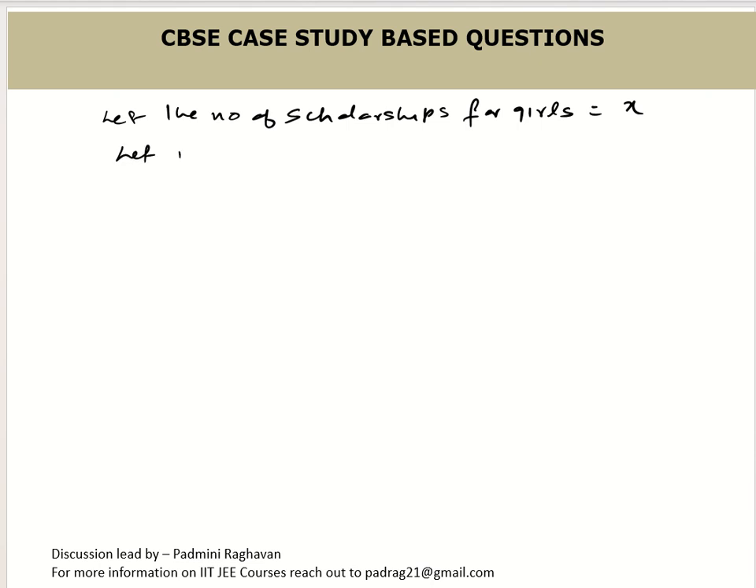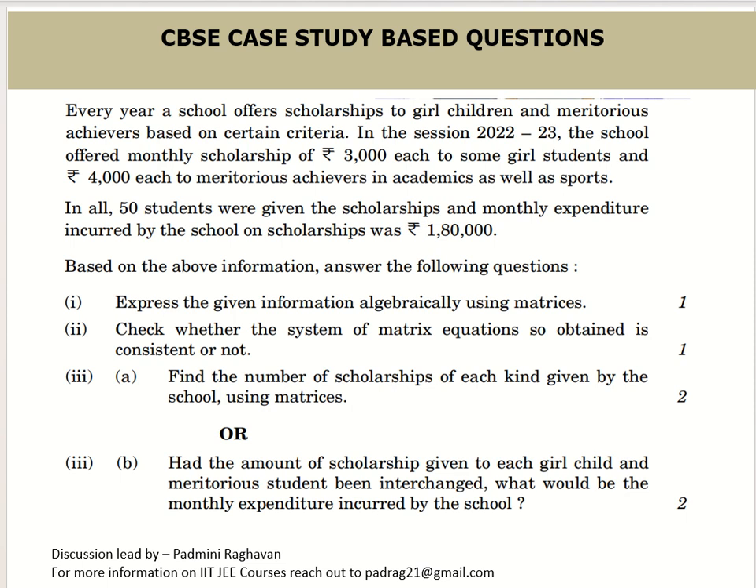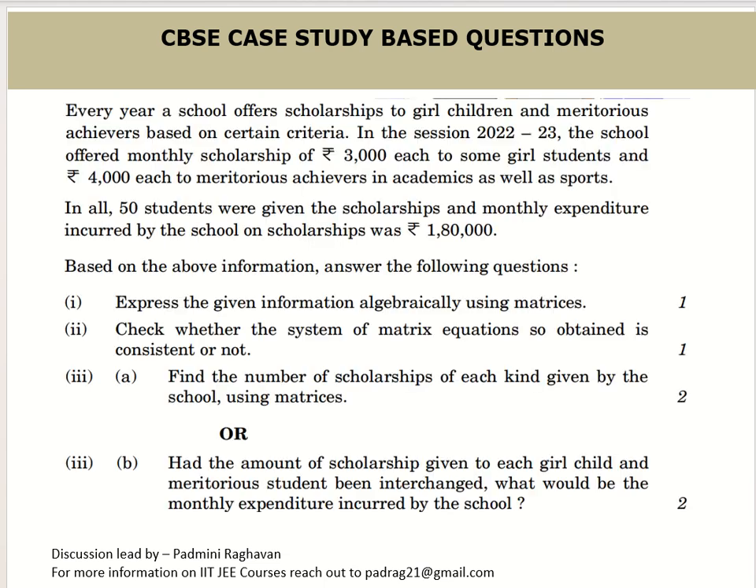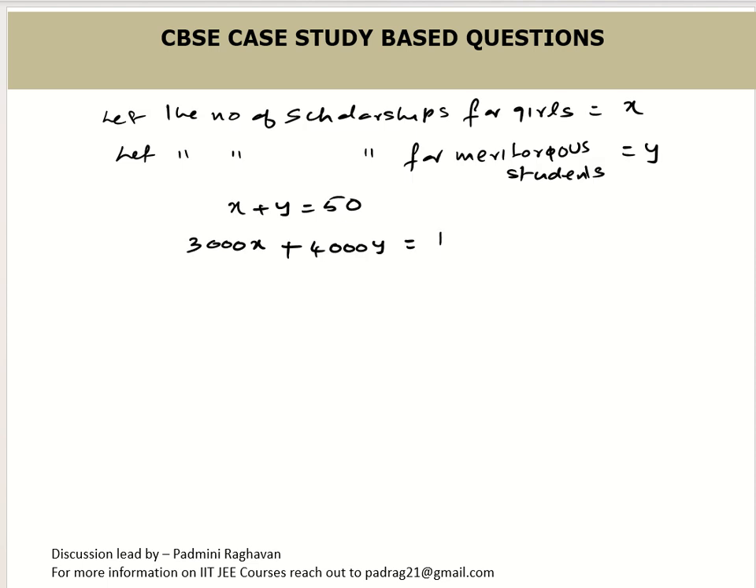So let the number of scholarships for meritorious students be y. So the school has given a total scholarships of 50. So my first equation is x plus y is equal to 50, and then they have offered 3,000 to the first type and 4,000 to the meritorious people. So amount is equal to 3,000 for each for people with financial needs and 4,000 each for people with merit. And the total amount spent is equal to 1,80,000.